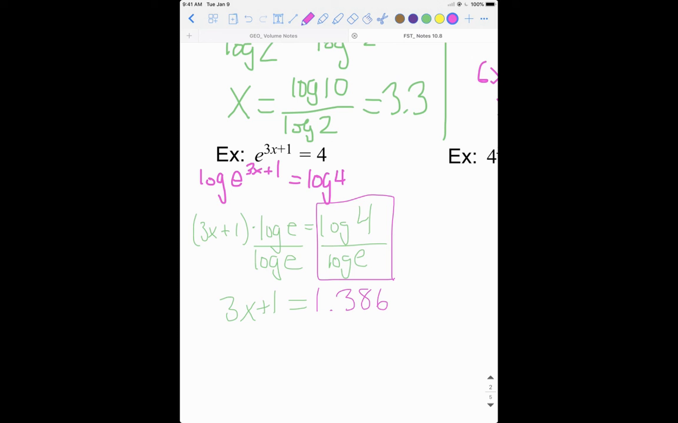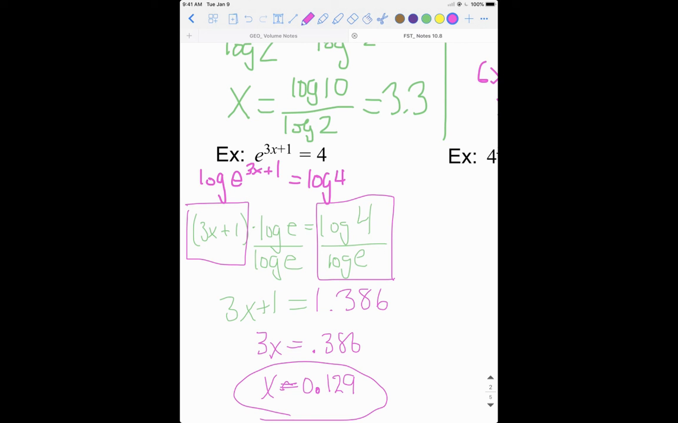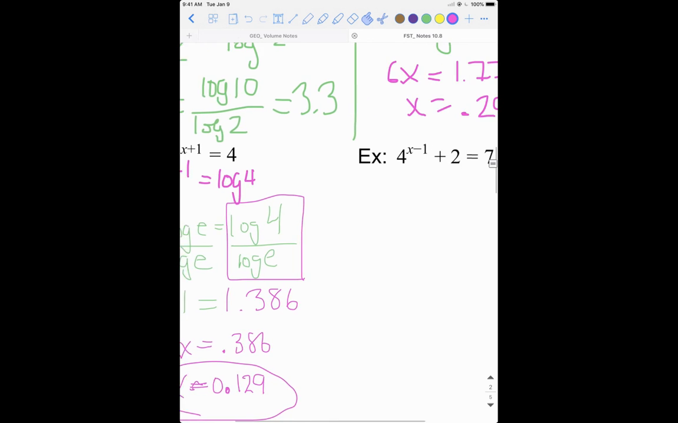Okay, from there, right, we solve it just like normal. Subtract your 1, then divide by 3. So we get 3x equals 0.386. 0.386 divided by 3 gets us x being approximately 0.129. Right, so again, the first thing we're doing is logging it because our x is in the exponent. Divide off by the log to get this piece by itself. And then from there we are back to our, I don't know, 9th grade solving days, 8th grade solving days.